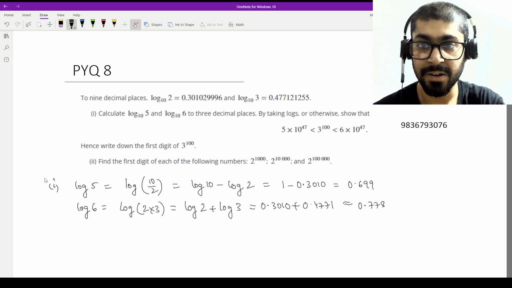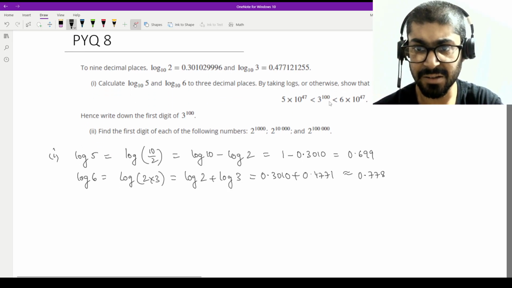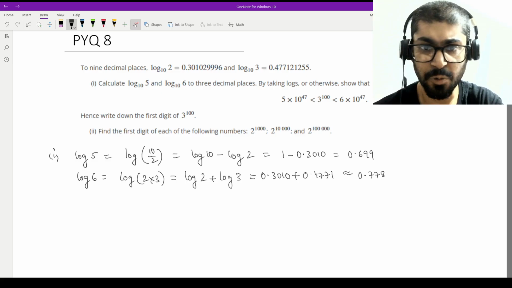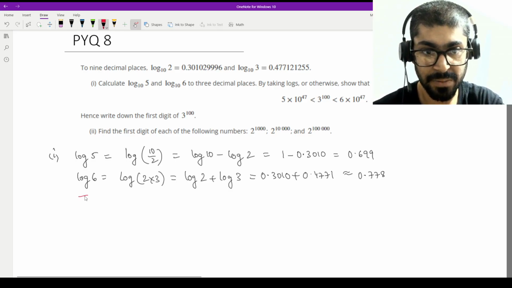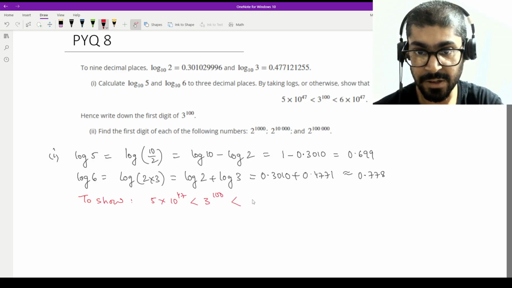Approximately 0.778. Next: by taking logs or otherwise, show that 5 into 10 to the power 47 is less than 3 to the power 100, which is less than 6 into 10 to the power 47. This is a very weird problem, you might say, but this will make sense once we start the calculations. So let us take the logs of this. This is the problem that we are attempting, to show 5 into 10 to the power 47 less than 3 to the power 100 less than 6 into 10 to the power 47.